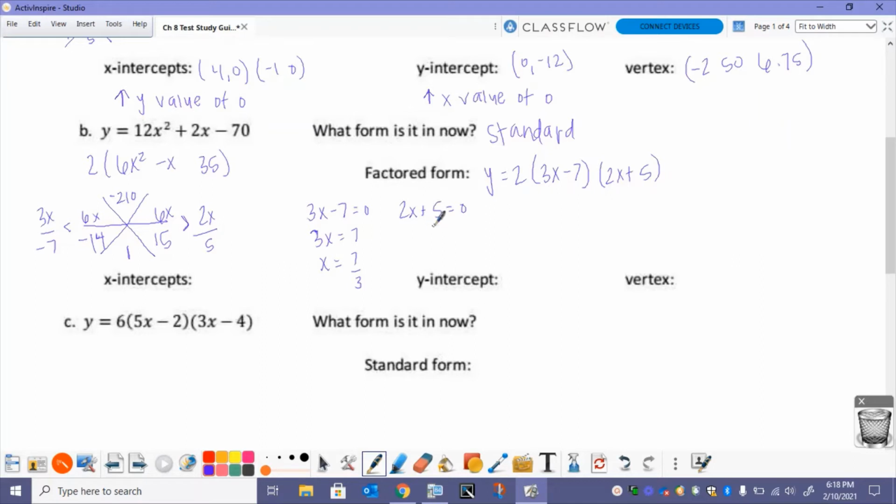Same thing over here. First, we want to get rid of this plus 5, and we're going to do that by subtracting. So we get 2x equals negative 5. And then we're going to divide by 2. So x equals negative 5 over 2.